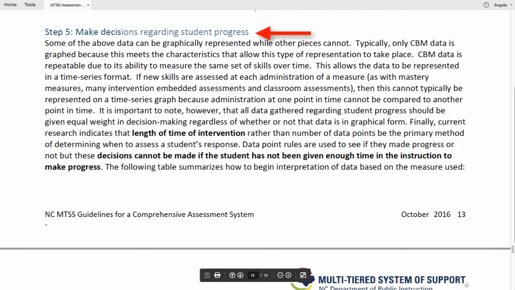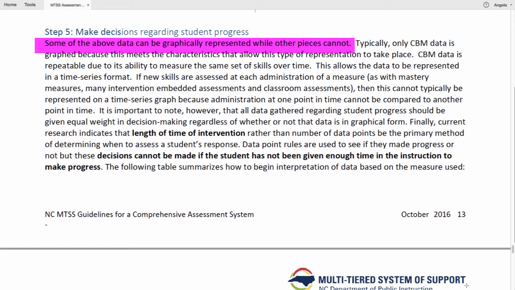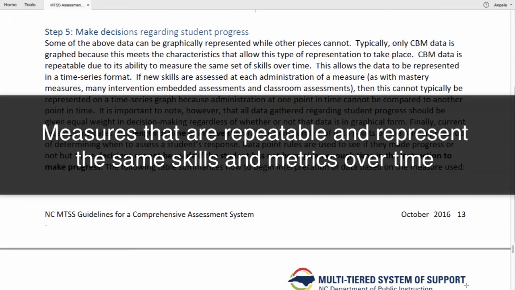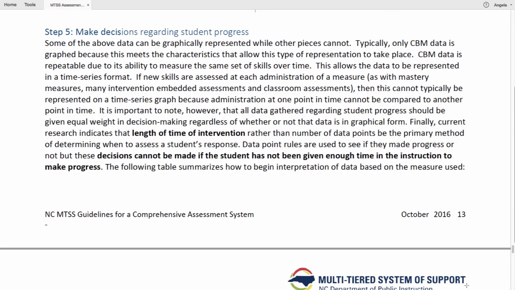Finally, the last step, step 5, is making decisions regarding student progress. Remember that only some of the measures we have covered here can be represented in a traditional time series graph, the line graph that you see most often in progress monitoring. To represent data this way, it should be measures that are repeatable and represent the same skills and metrics over time. This is why CBM data is typically the most appropriate to represent on a time series graph.